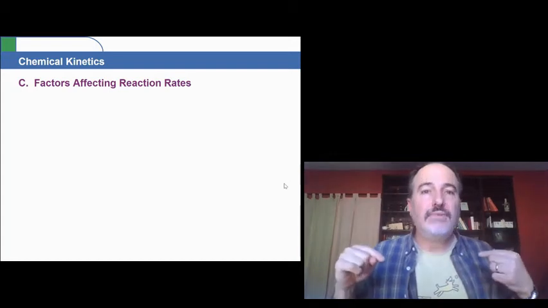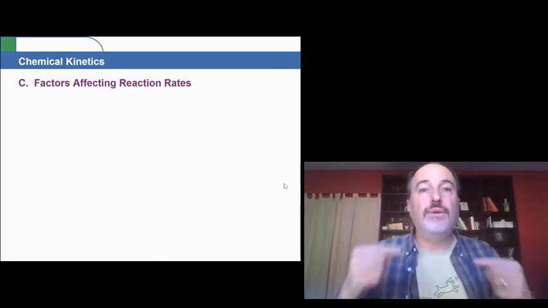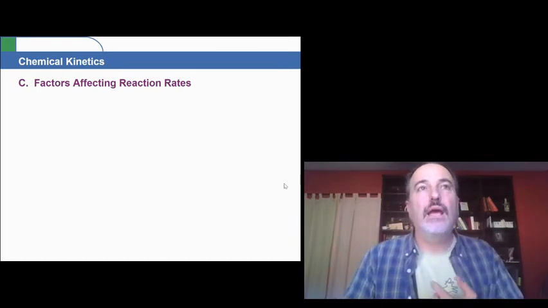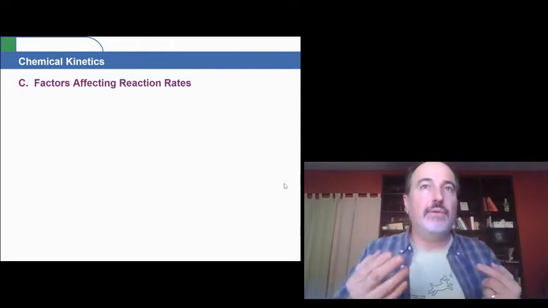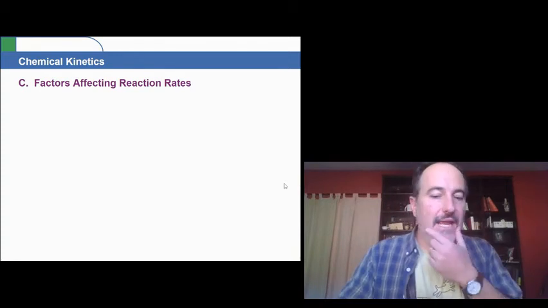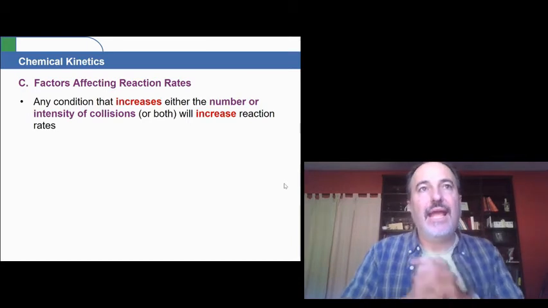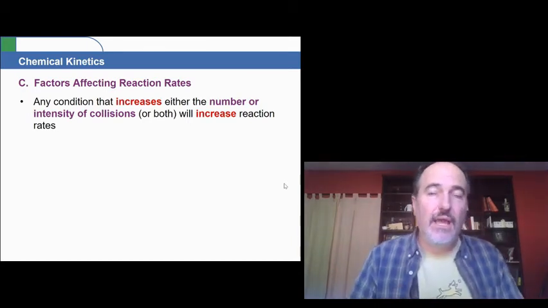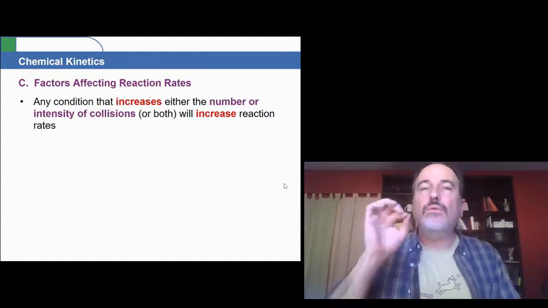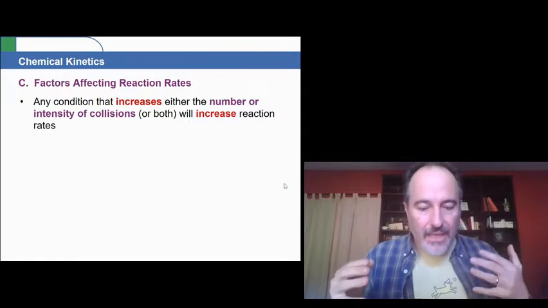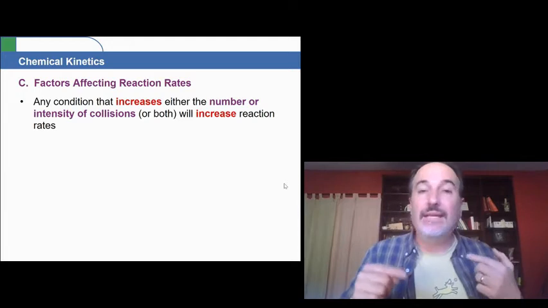All right. So a lot of time and effort out there in industries and so forth go into this concept of chemical kinetics and trying to find factors, trying to find things that either speed reactions up or slow them down. All right. Now, basically, when it comes down to it, any condition that increases either the number or intensity of collisions or both will increase reaction rates. Now, in order to help illustrate this, I'm going to use an analogy.